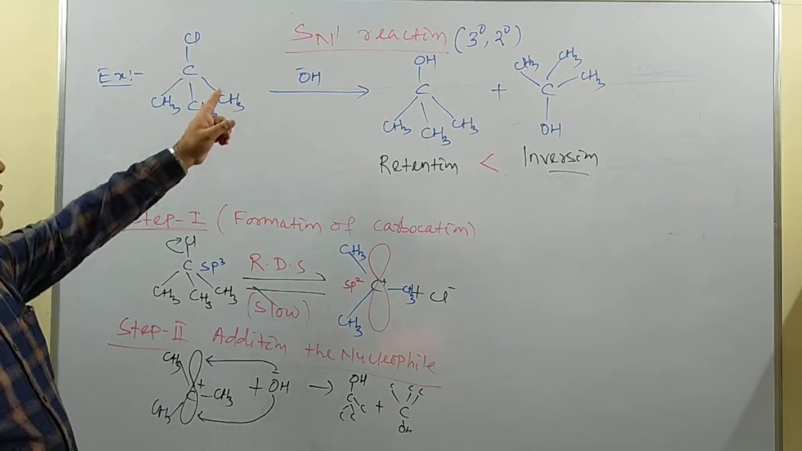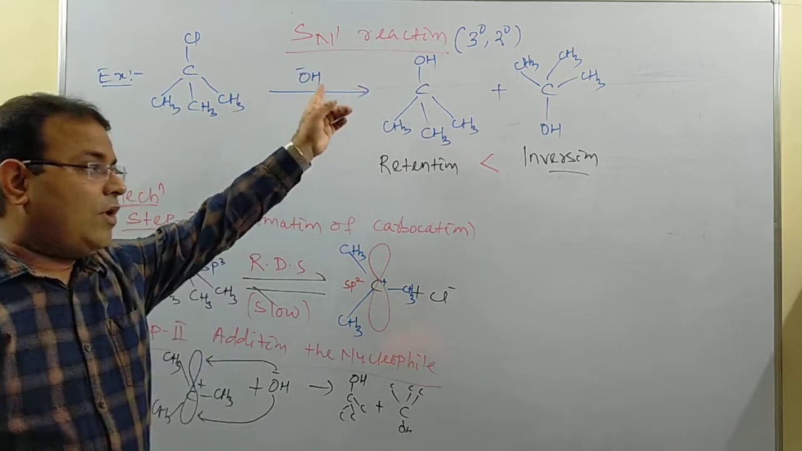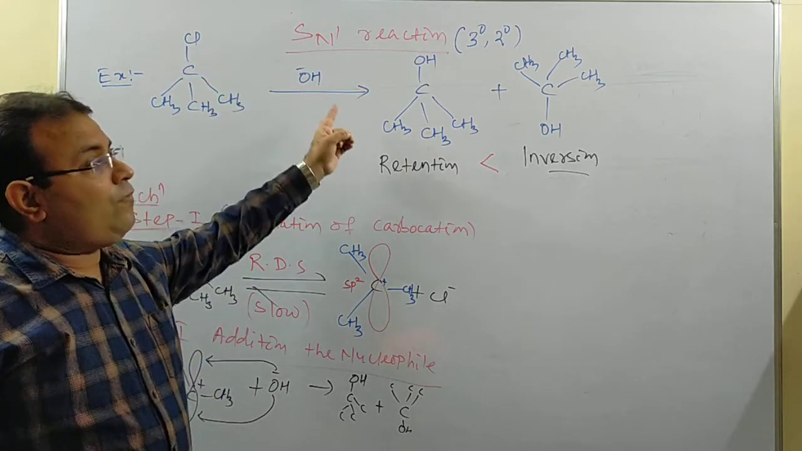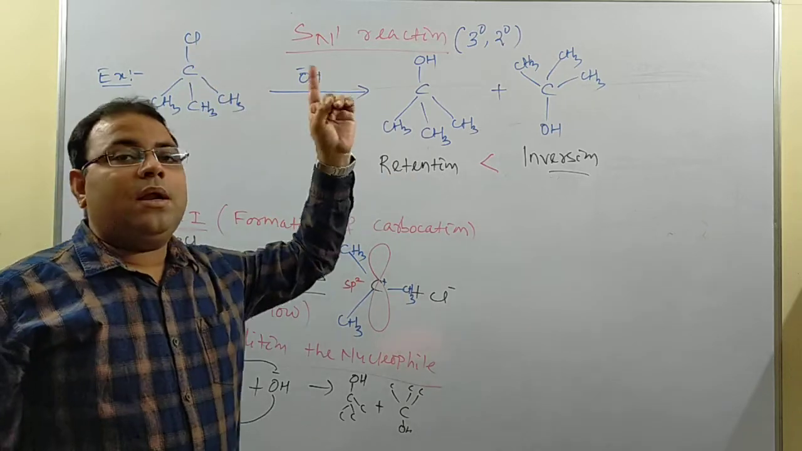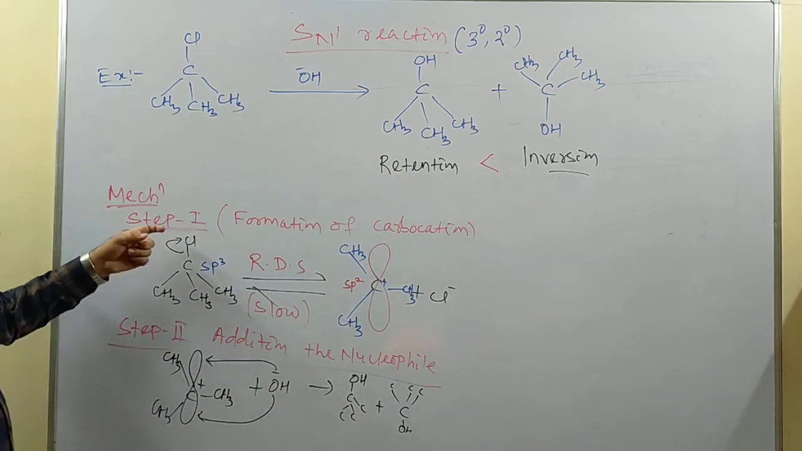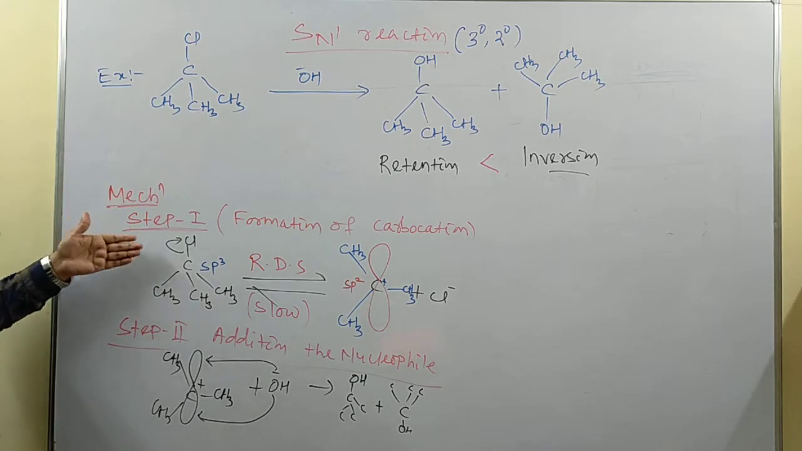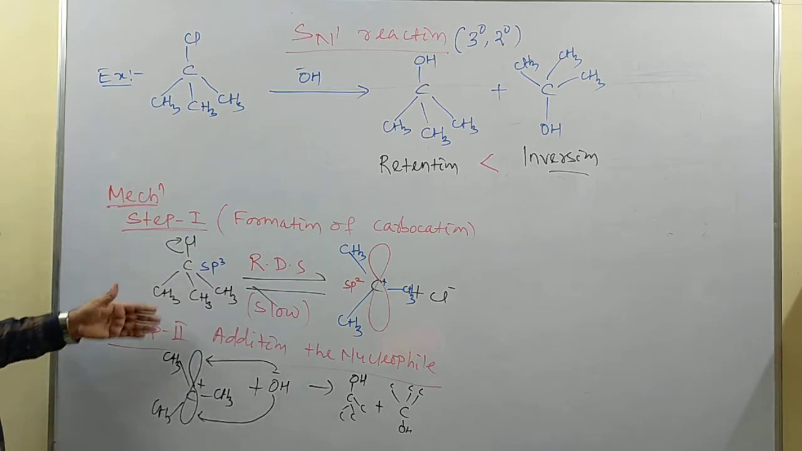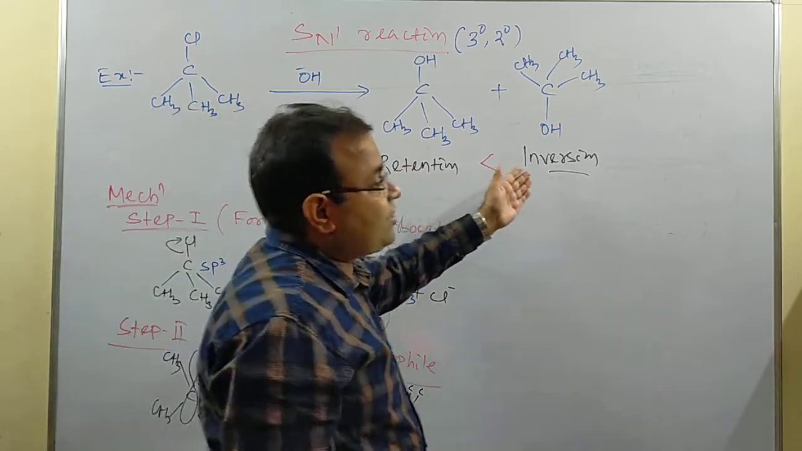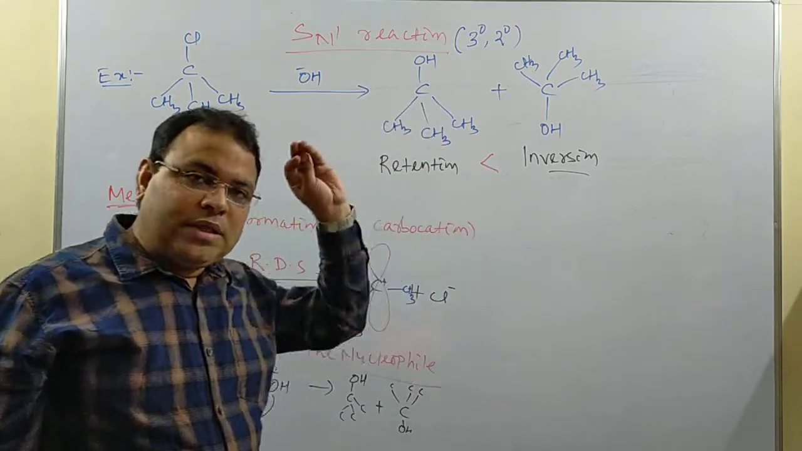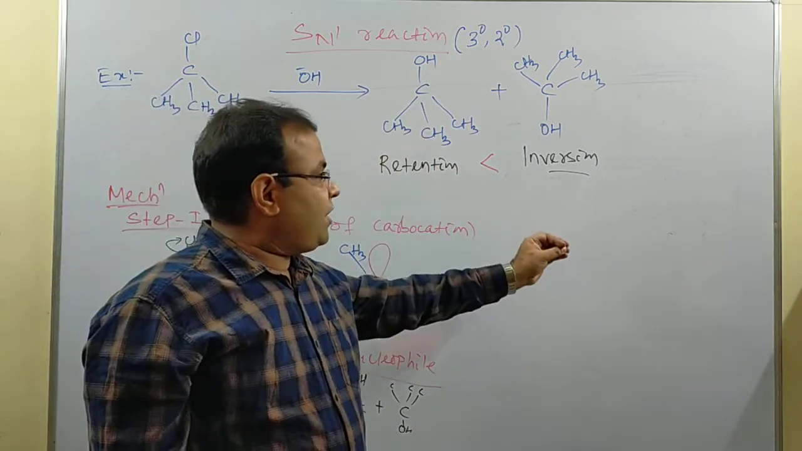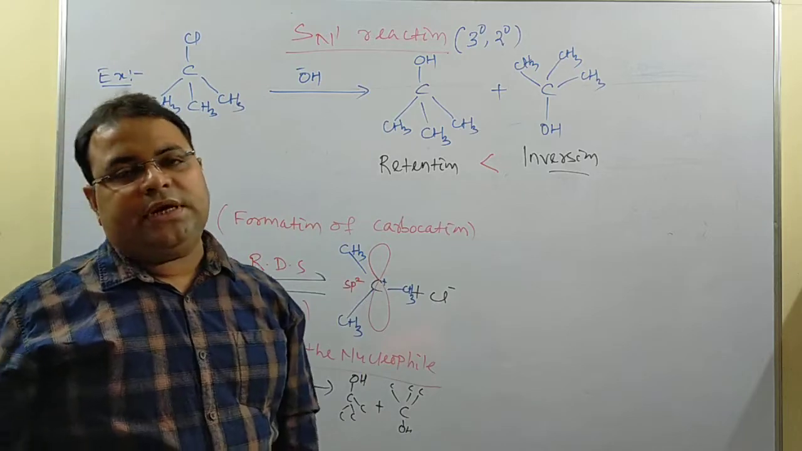Now, what is the full form of SN1 reaction? I have already said: substitution, nucleophilic, unimolecular, bi-step reaction. Already I have proved that this is a two-step reaction, step 1 and step 2, and why inversion is greater than retention. In all SN1 reactions, the inversion product will be more than the retention product.